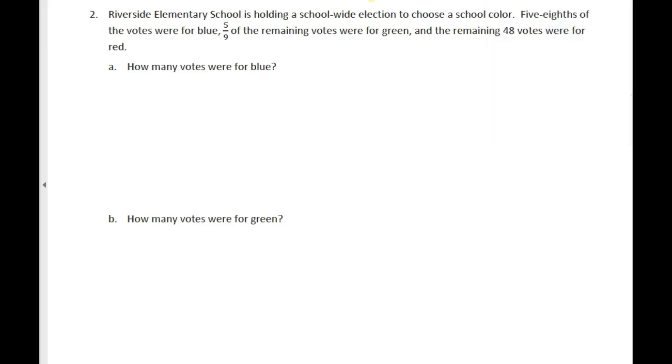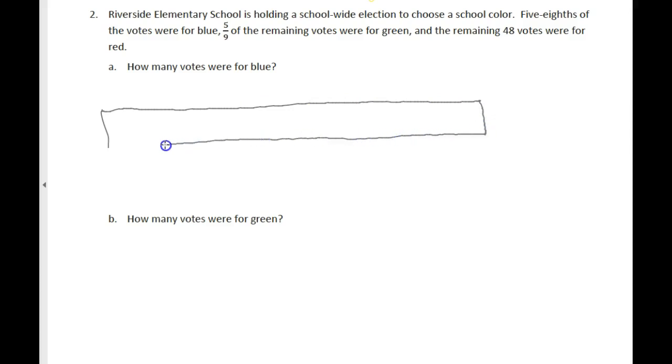So here's the school. All their votes. And we're starting right here with 5/8. So let's break it into eighths to start with. So we know that we're going to have 7 lines. 1, 2, 3, 4, 5, 6, 7 lines.